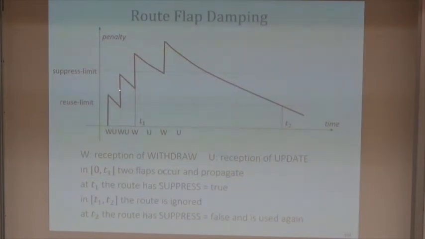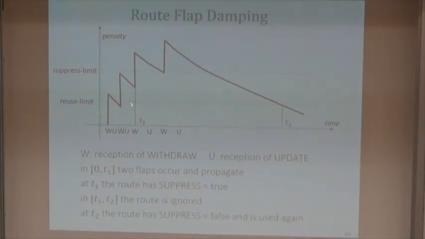So the penalty increases whenever there is the withdrawal effect, which we saw at those 3 points here, and then it decays exponentially by using a moving average formula that is updated in principle continuously, in practice every few seconds. So let's see what happens here. The route is initially withdrawn, so its penalty increases. Then it's updated. When it's updated, then it's accepted because the value of the penalty is small, and the penalty continues to decrease.